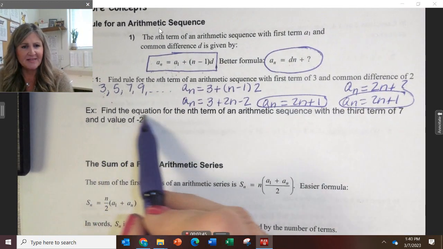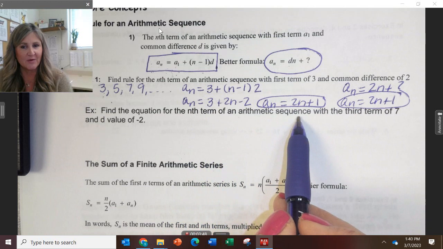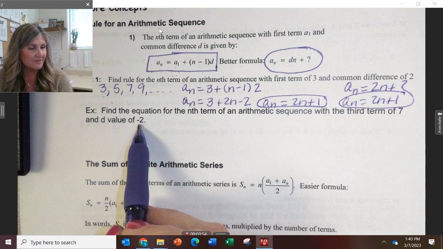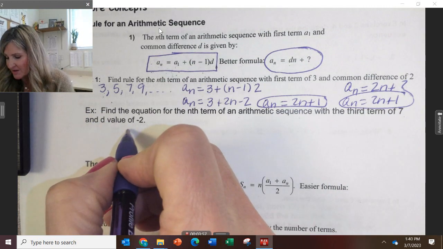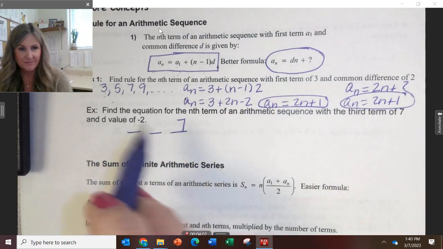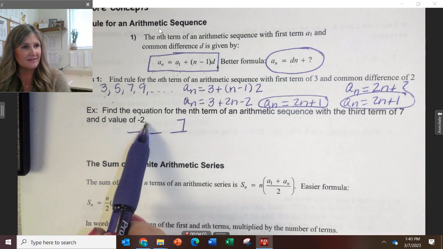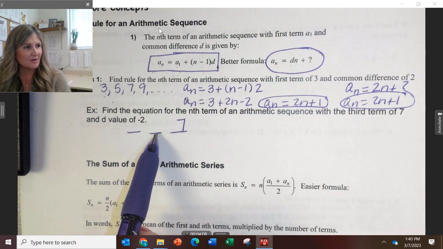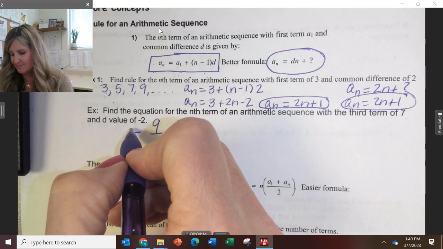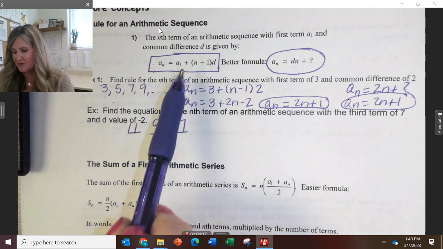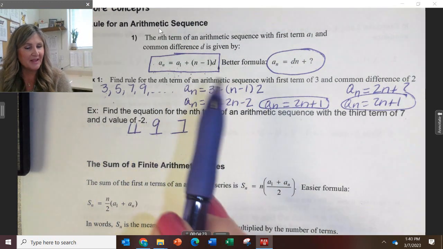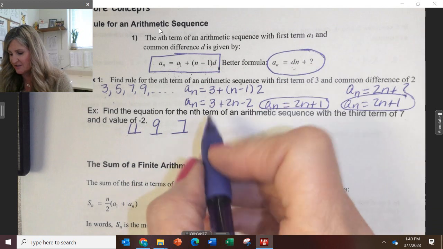Okay. Find the equation of the nth term of an arithmetic sequence with the third term of 7 and a d value of negative 2. All right, so let's look at this. We don't know the first term, we don't know the second term, we do know the third term is 7. They tell us the d value is negative 2. So what would have been this term right before it? 9. What would have been the one before that? Now, you can either use this formula or this formula to find out what the equation would be. Let's just try using this one.